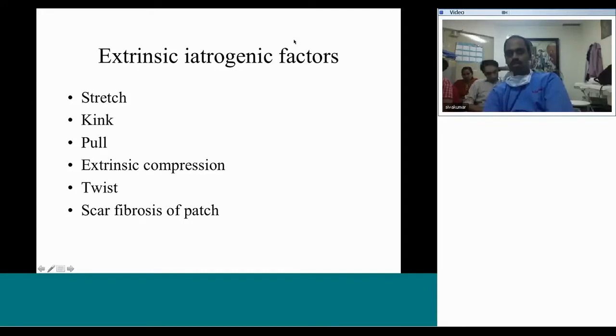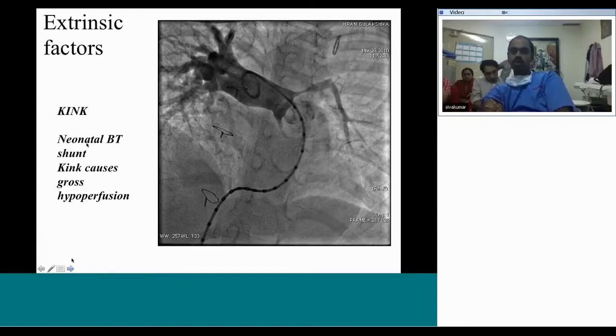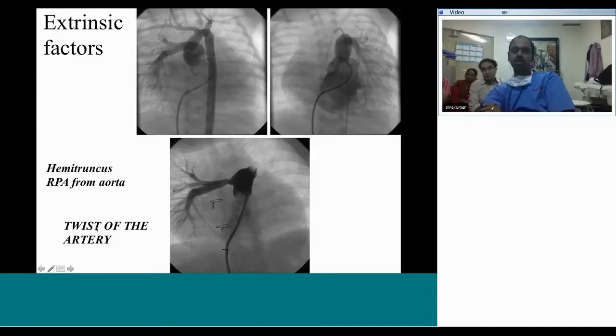The most important cause of pulmonary artery stenosis is iatrogenic. Iatrogenic causes include stretch of the pulmonary artery, kink, pull, extrinsic compression, twist, and scar fibrosis. We'll see what all these things are. Kink: the neonate gets a BT shunt, and you put a shunt from the left subclavian artery into the left pulmonary artery. The shunt is small, the child continues to grow, so it gets kinked, and that kinking causes narrowing, and there is no further perfusion of the left lung. So this leads to gross left lung hypoperfusion.